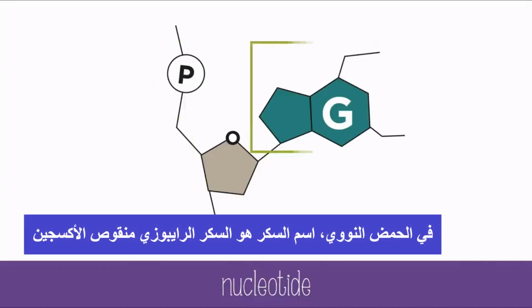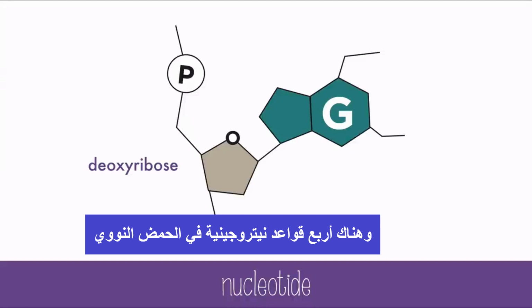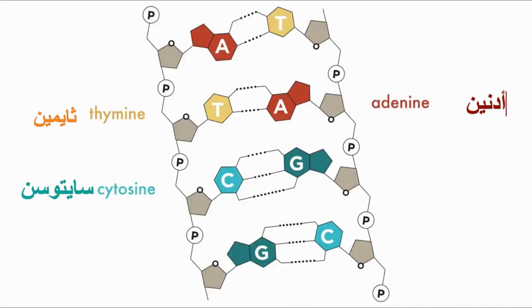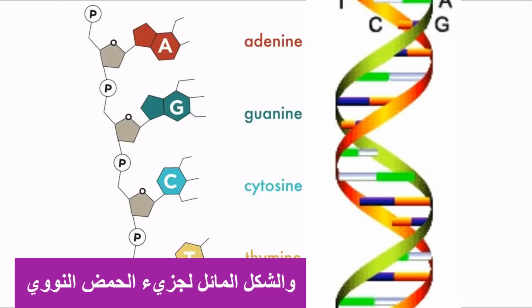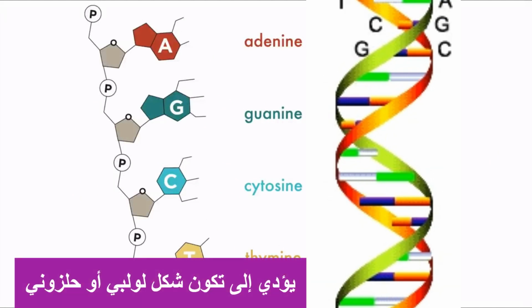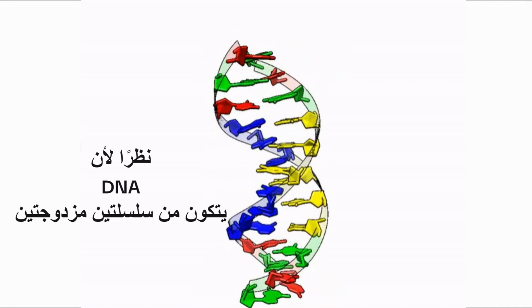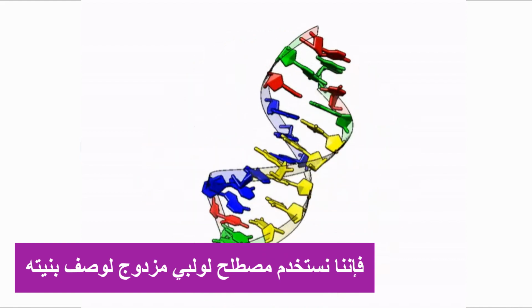In DNA, the name of the sugar is deoxyribose, which is part of DNA's name, and there are 4 nitrogen bases in DNA. The bases are thymine, adenine, cytosine, and guanine. The slanted shape of the DNA molecule causes it to form a spiral or helix. Because DNA is double-stranded, we use the phrase double helix to describe its structure.